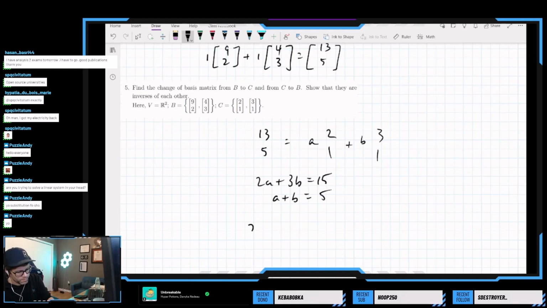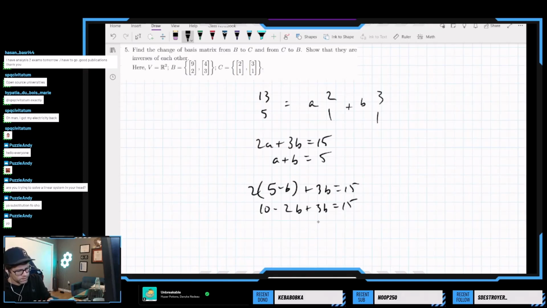And see what happens. So 2 times 5 minus b plus 3b should be 15. This is 10 minus 2b plus 3b is 15. And this is 15 minus 10 is 5. So this gives me that b is equal to 5. If b is equal to 5, then a is equal to... I put 15 here instead of 13. No!